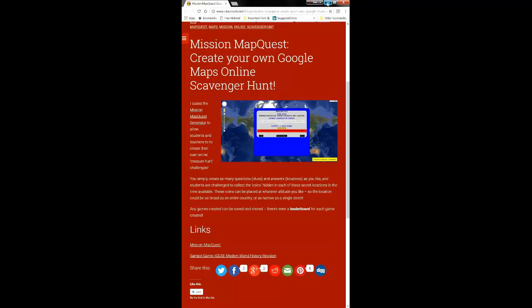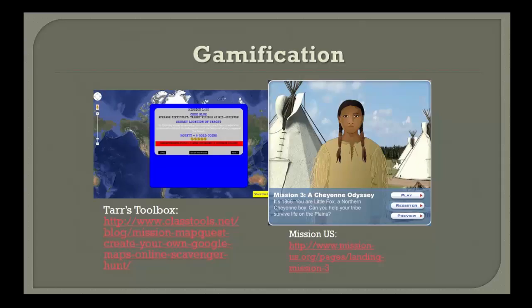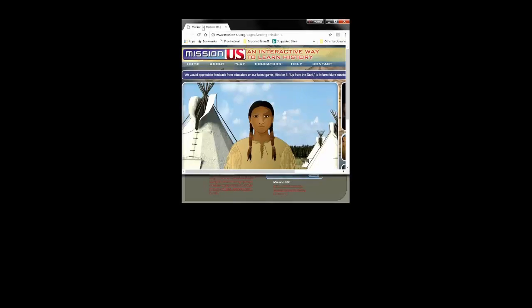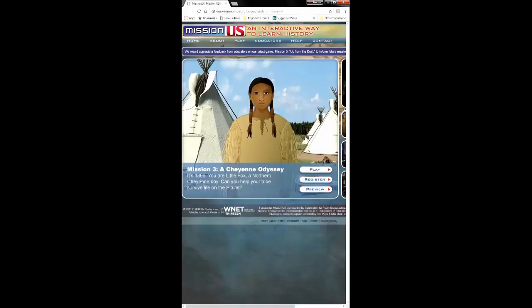And then Mission US is a really interesting, more sophisticated game site. They've done a whole bunch of history games, including the Cheyenne Odyssey one, that they work pretty closely with the Northern Cheyenne on. It's 1866, you're Little Fox, can you help your tribe survive life on the plains? It's a pretty interesting model, I think. And they've been doing it for different periods. So they've gotten up as far as Dust Bowl in their Mission 5.